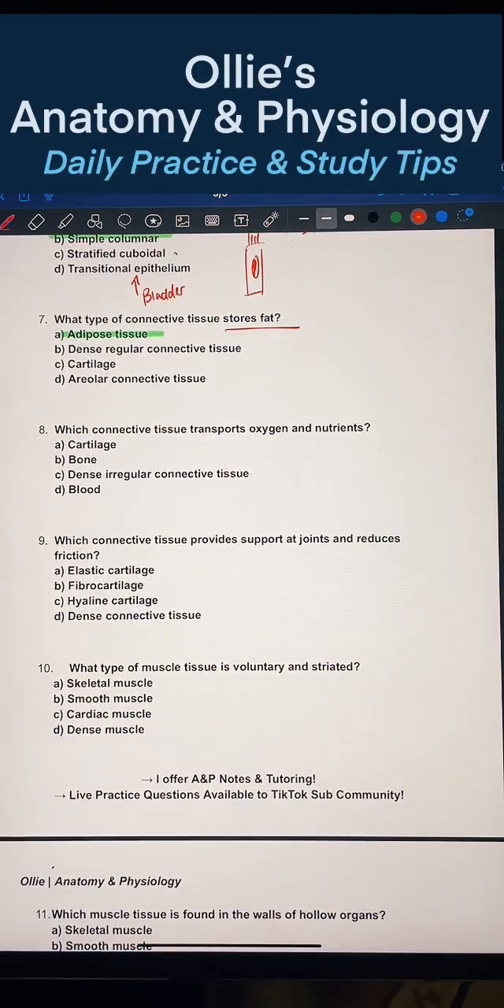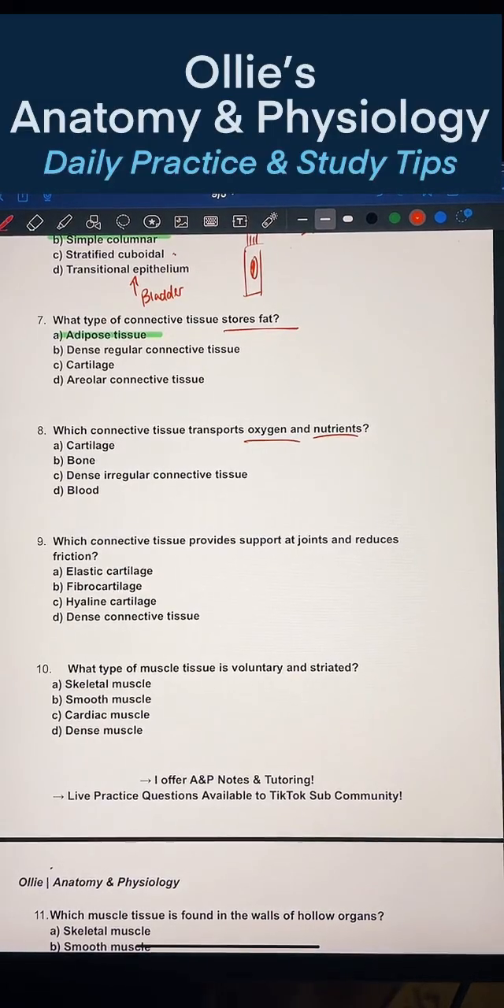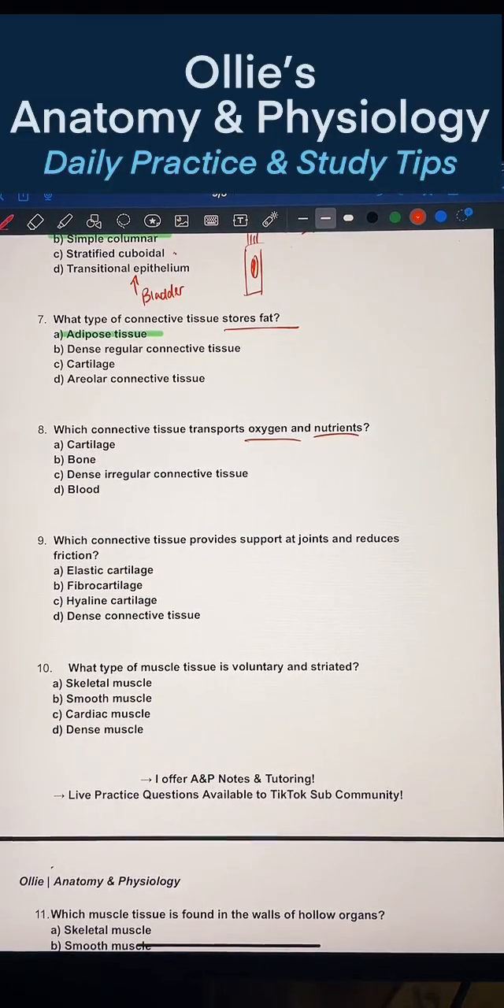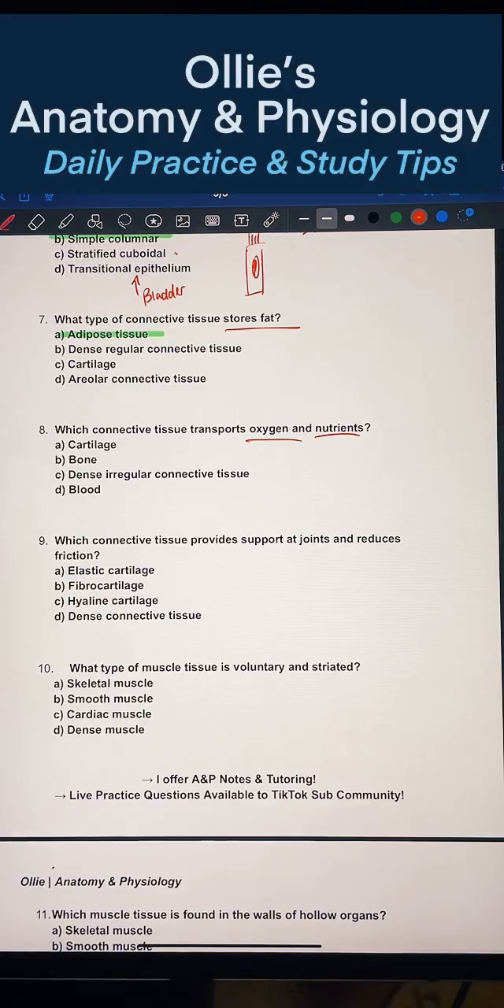Number 8, which connective tissue transports oxygen and nutrients? A, B, C, or D? I know a lot of people start to forget what the different types of connective tissue are and what are classified as connective tissues. So hopefully this will help learn that a little better as well.